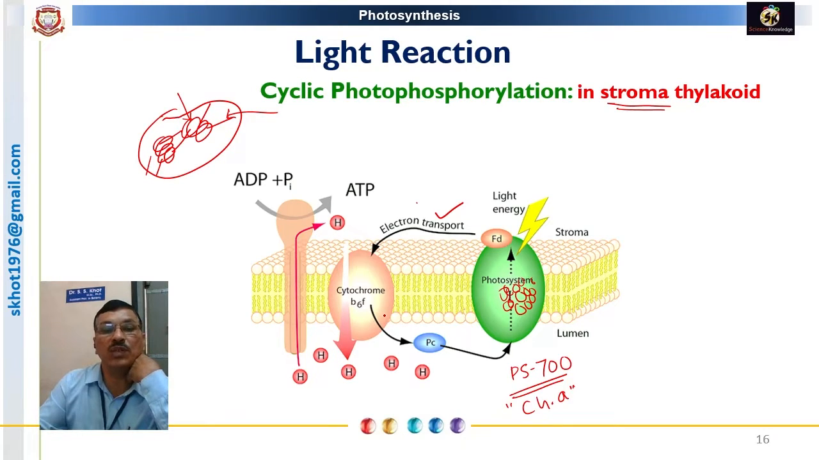ATP synthesis happens when the electron passes through a complex called cytochrome B6F complex.